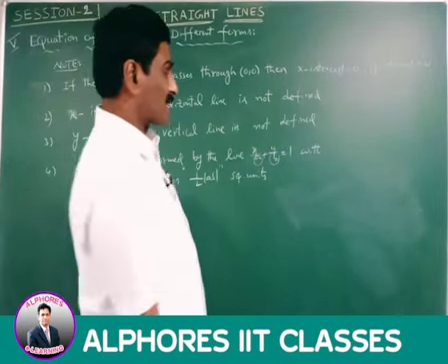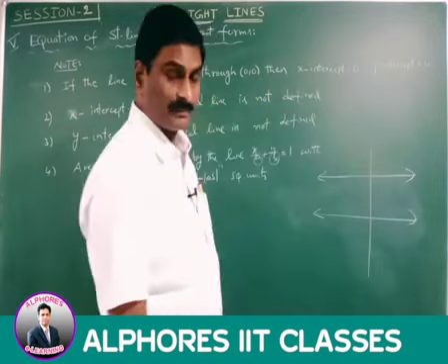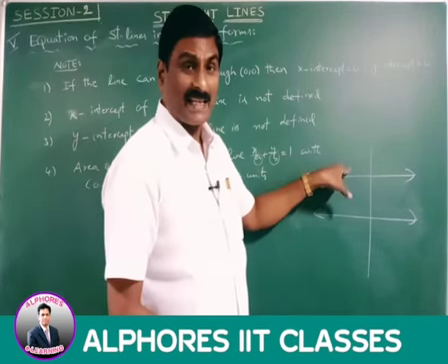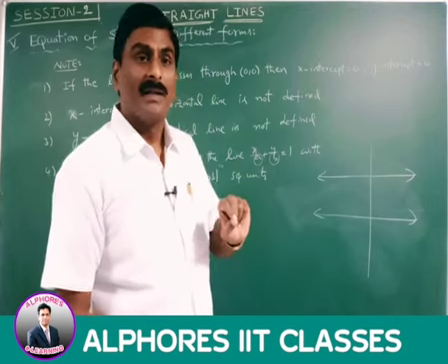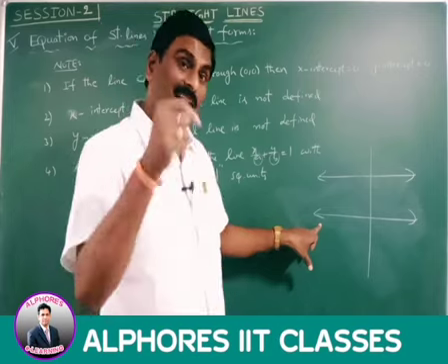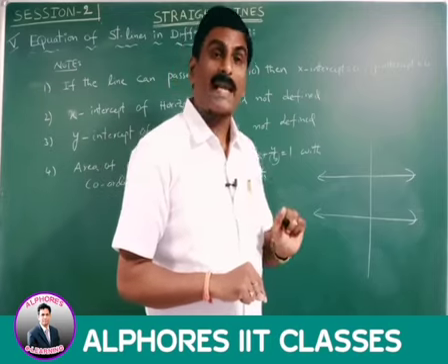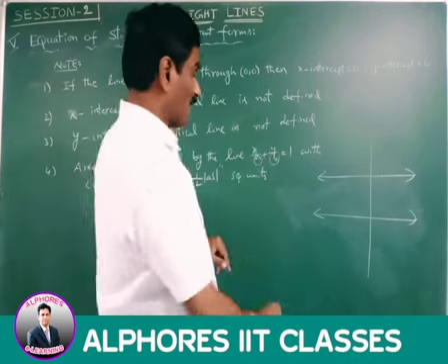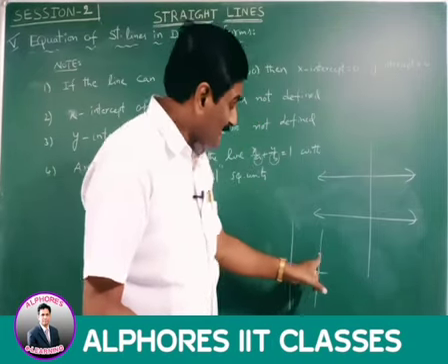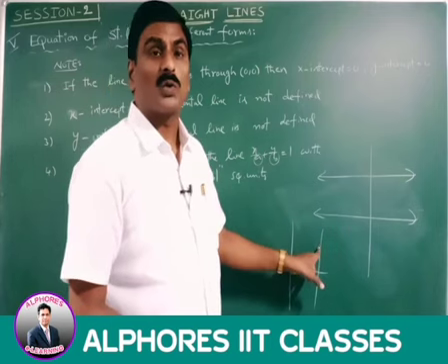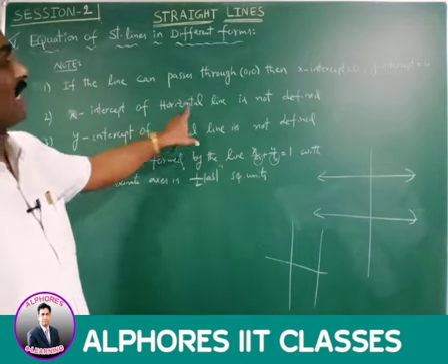Suppose the line is a horizontal line, that means parallel to x-axis. If the line is parallel to x-axis, then it never cuts the x-axis. In this case, what is the x-intercept? If the line cuts the x-axis at a, 0, then a is said to be x-intercept. It never cuts the x-axis, so x-intercept does not exist. Similarly, if the line is parallel to y-axis, that means a vertical line, this line never cuts the y-axis. In this case also, the y-intercept does not exist. Please note these values. X-intercept of horizontal line is not defined.